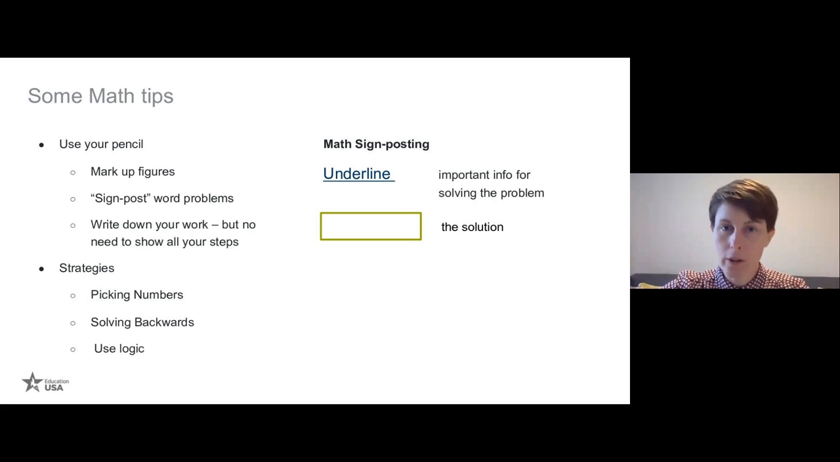Bullhead trout, we don't underline that. We don't put a box around it. It's not relevant information to solving the problem, okay? So this can help you stay on task, and also it's going to help you engage with your reading a little bit more.